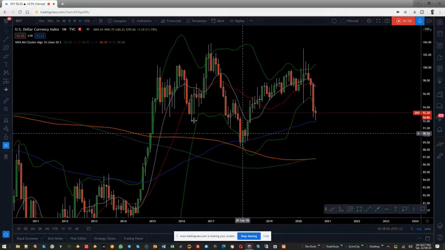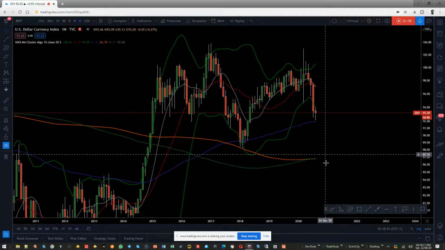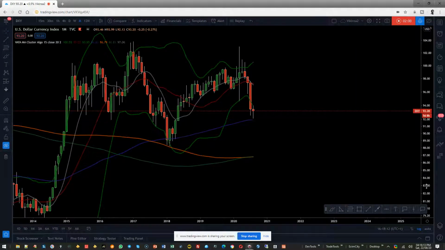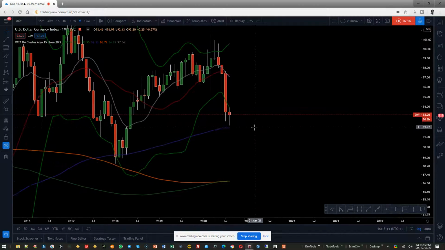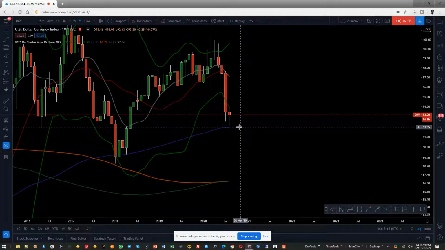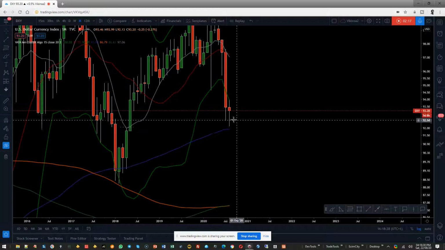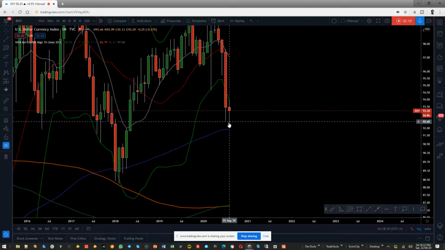I've already been iterating about this, that we could be having an inverse head and shoulders pattern, but I was expecting DXY to come all the way down to this level where the water cluster moving average is, approximately 91.95. So approximately close to the 92 round number level. But so far it hasn't reached there. It has started to move higher, and it has created this wick.